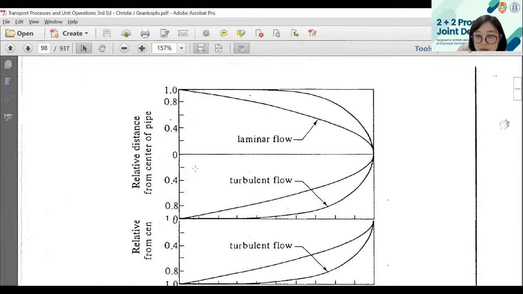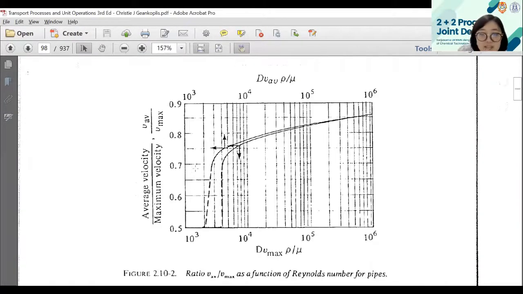Oh, this one. Yeah, this. So after you find the Vmax, then you can find the NRE max. Yeah, here, the NRE max. Yeah, after you find the NRE max.